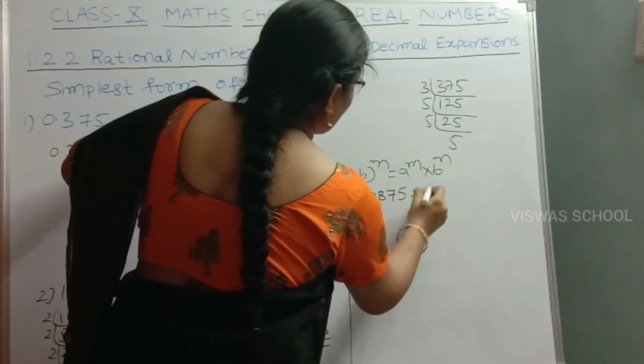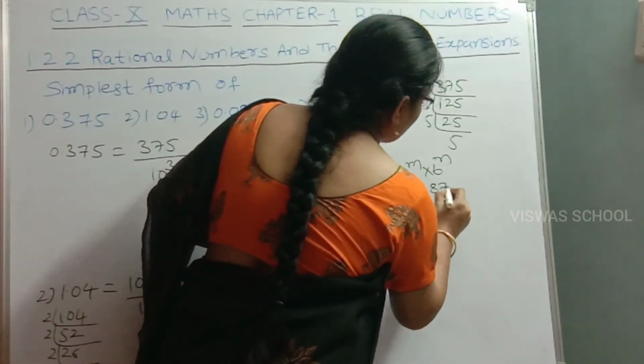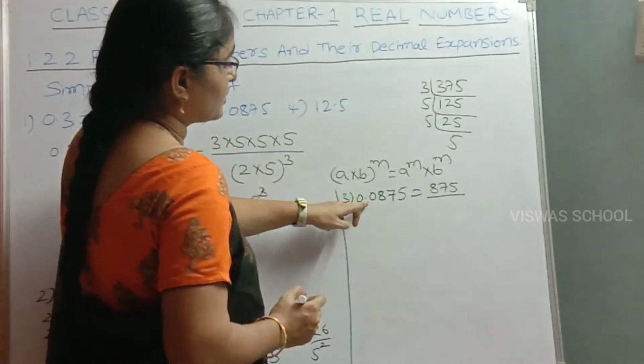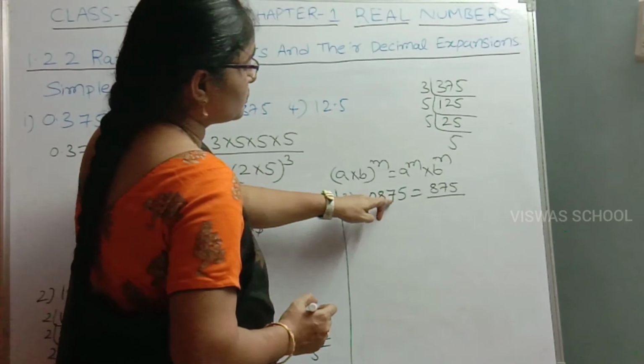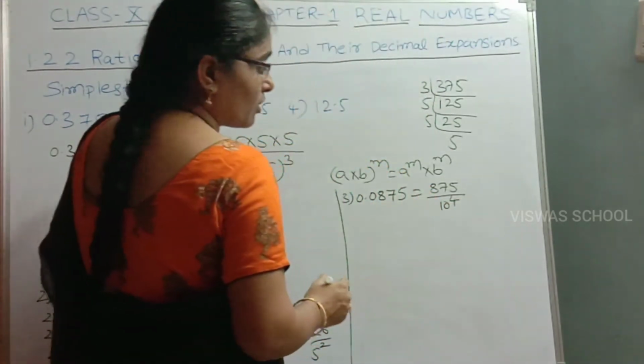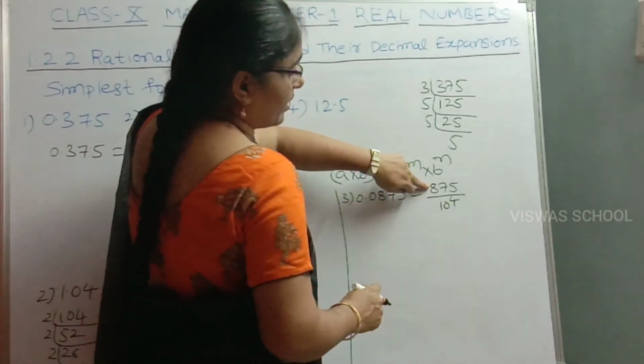0.0875 is equal to what? In a simple way, it is 875 by 10 to the power of what? After the decimal we have 1, 2, 3, 4 digits, so that is 10 to the power of 4. Now write this numerator as the product of prime factors.